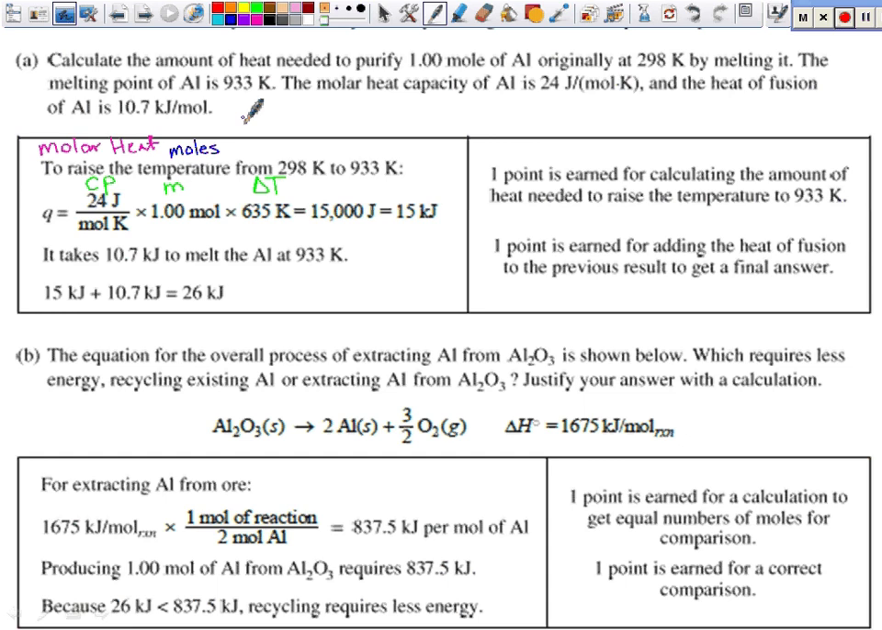But not only did you have to know how to calculate this, then look what else you had to do. You had to then add the 10.7 to it. This is a ridiculous, ridiculous question to me. Some people say it was easy. Some people said it was hard. I never knew.